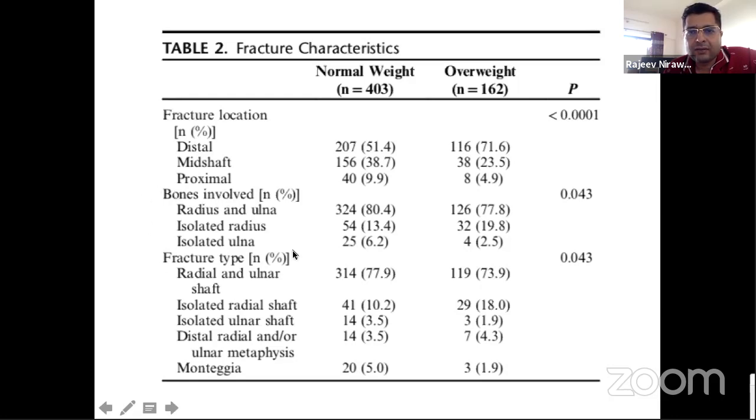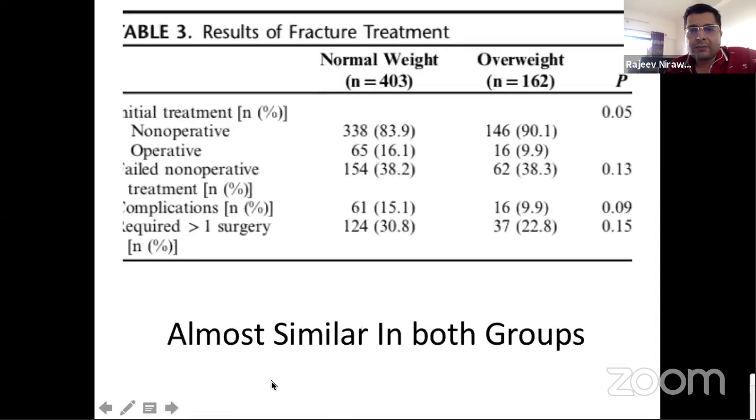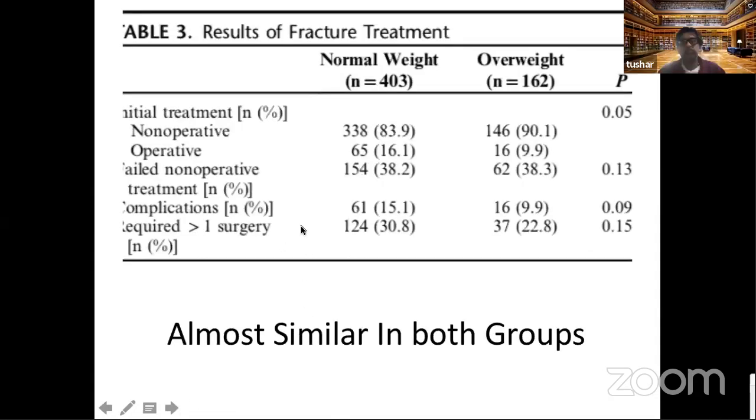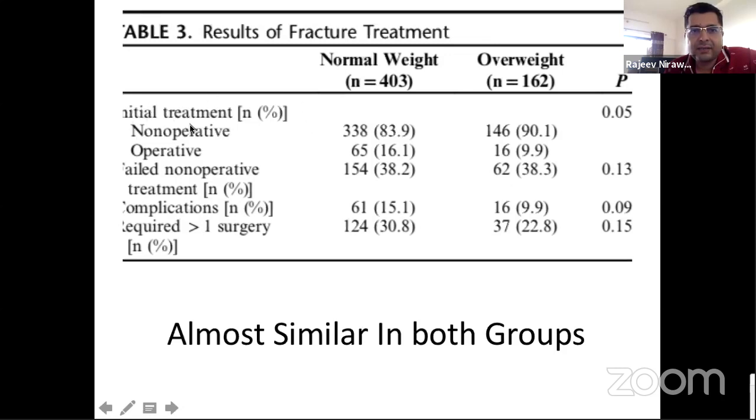On the fracture location, the overweight had more distal fractures. Amongst the bones involved, isolated radius was more common in overweight, whereas isolated ulna was more common in normal weight. And for fracture type, the Monteggia fracture was more common in normal weight. In both the groups, the results were similar in terms of initial treatment, whether it was non-operative, operative, failed non-operative, or complications requiring more than one surgery. The results were almost similar in both the groups.